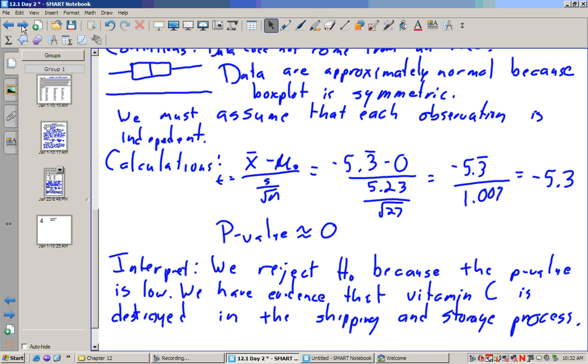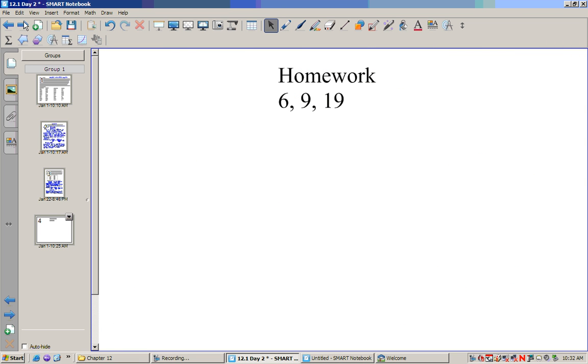Alright, hopefully this makes sense on how to use our t's in matched pair situations. And here are 3 problems to do. Good luck.